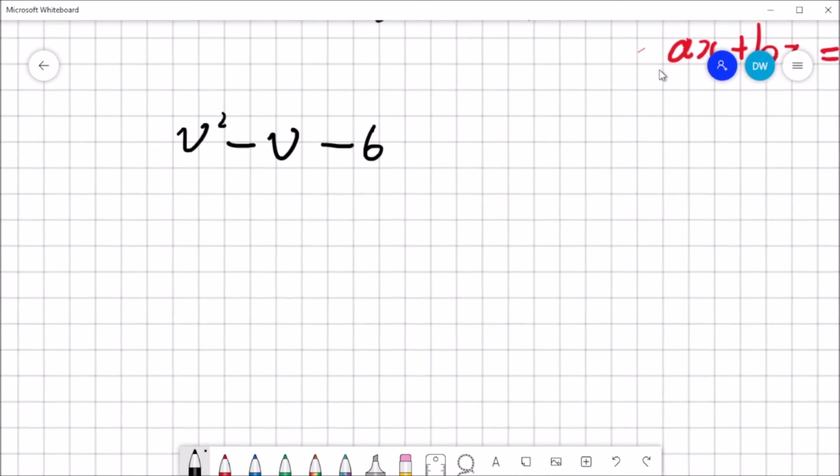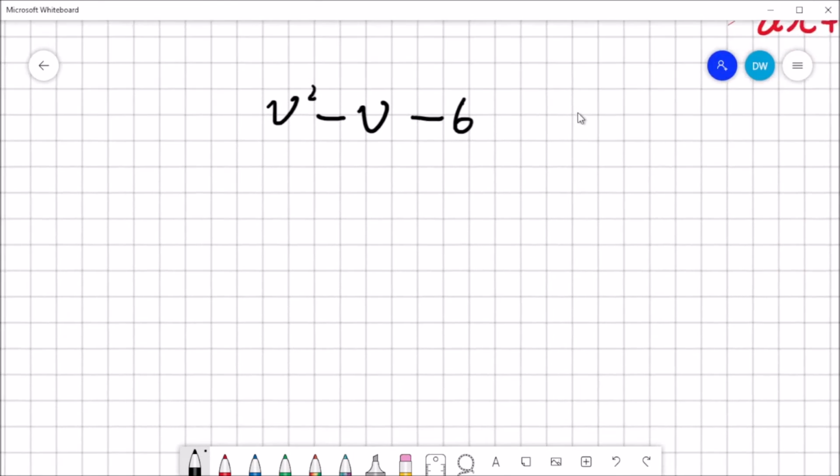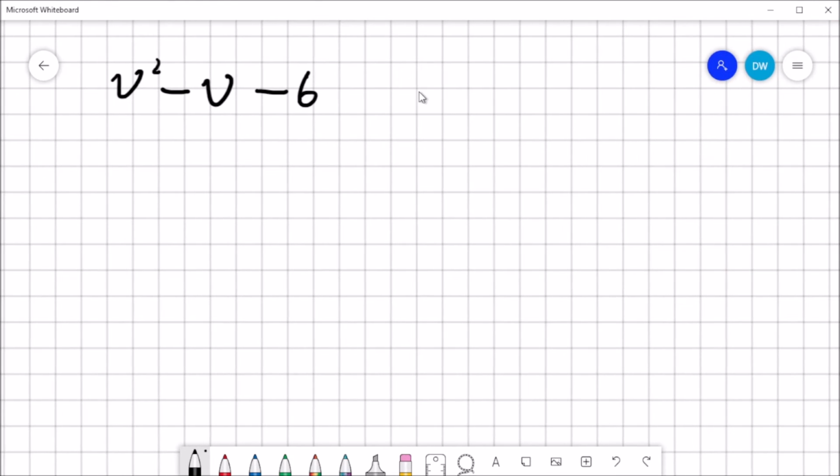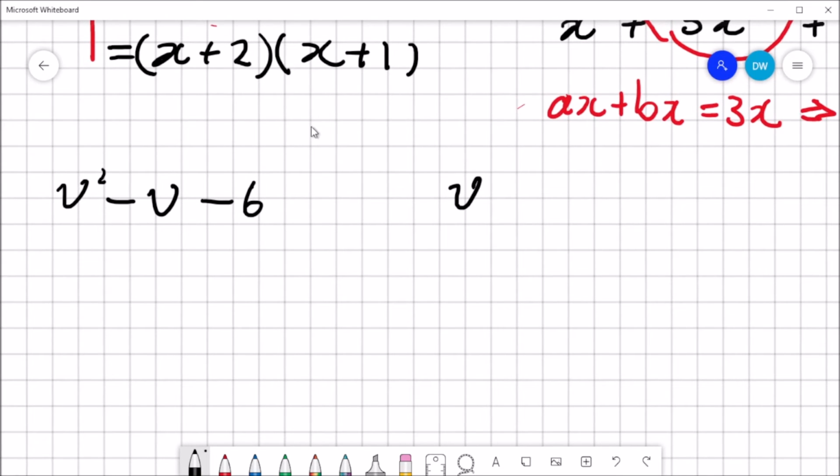Okay, so same thing. Here, this one has some negatives, but it will work exactly the same way. So just imagine once again what we're trying to expand. Here instead of x, we have v, but everything's the same. So let's say v. So in the end, we want some expression that looks like v plus a times v plus b. Yep, that's what we're aiming for. We want an expression that looks like this in the end.